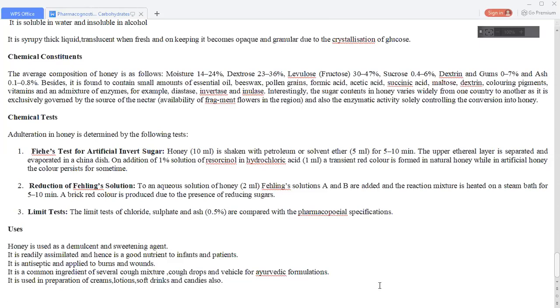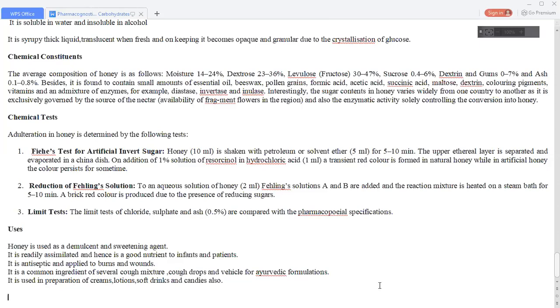while in artificial honey, the color persists for some time. Whereas in natural honey, it will disappear. The red color you will get, and after some time it will disappear. But in artificial honey, the red color will persist for some more time.